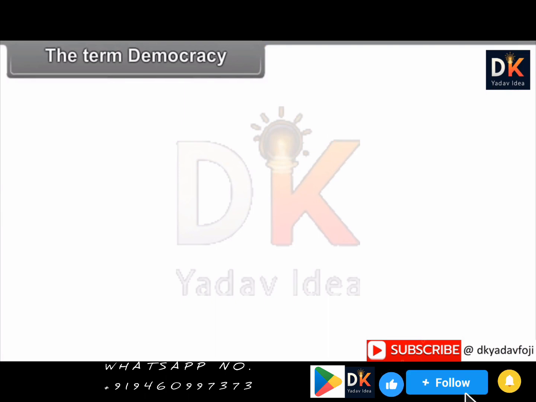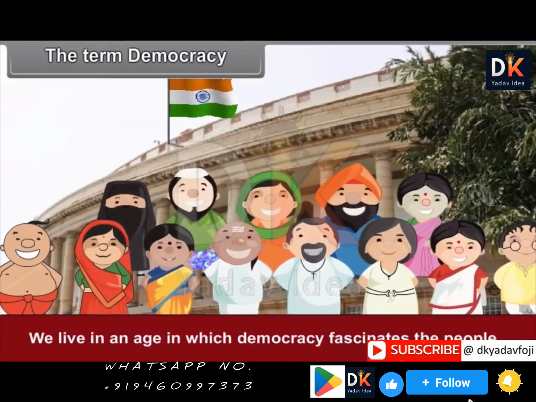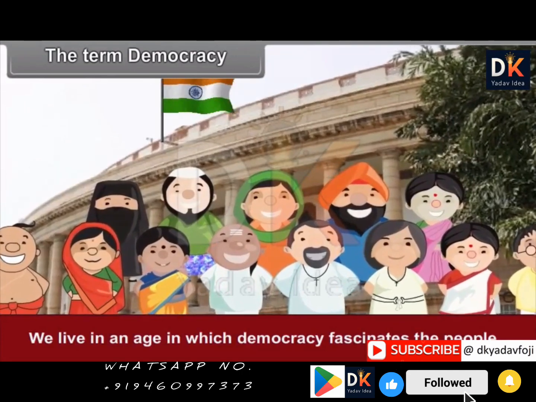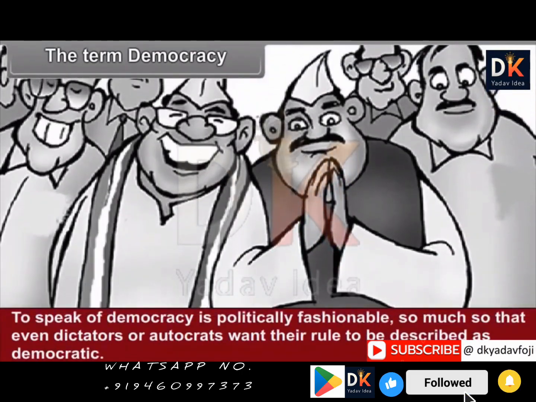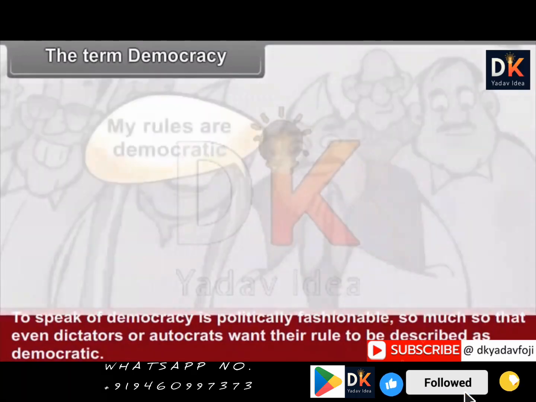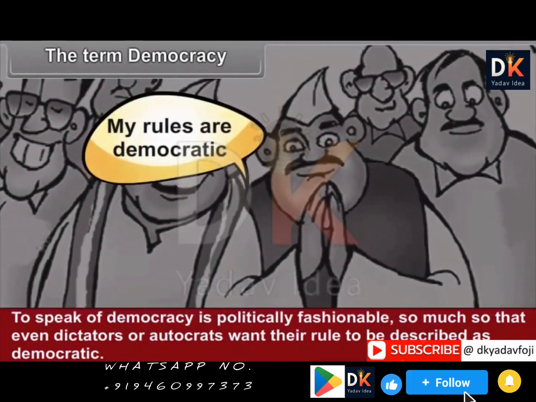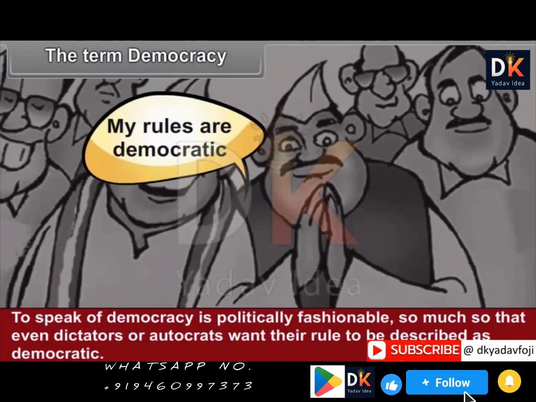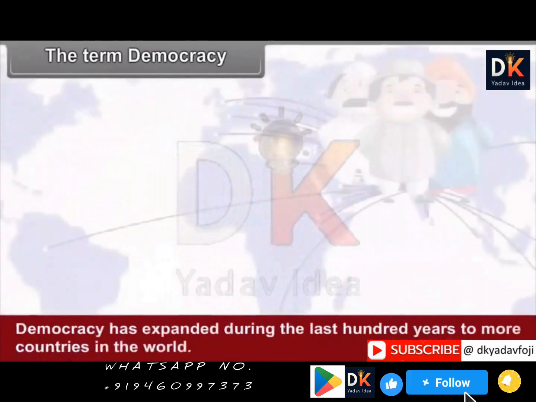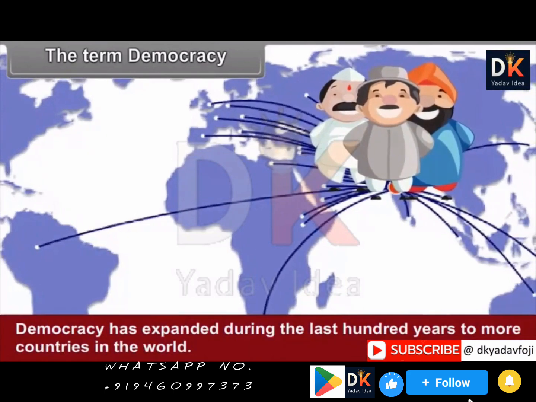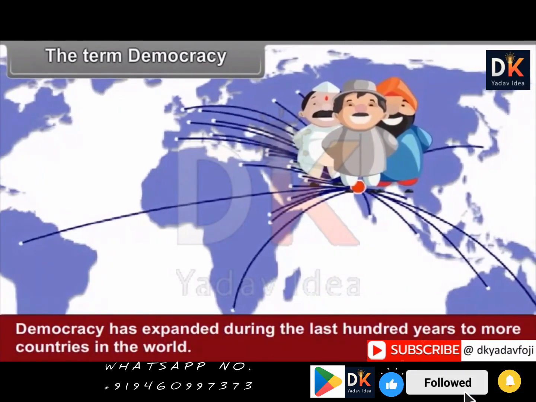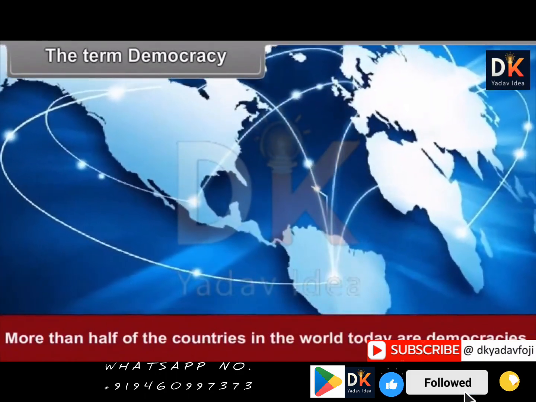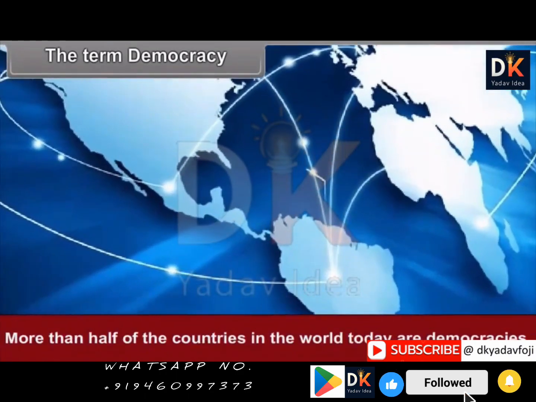Chapter 5. Democracy. We live in an age in which democracy fascinates the people. To speak of democracy is politically fashionable, so much so that even dictators or autocrats want their rule to be described as democratic. Democracy has expanded during the last 100 years to more countries in the world. More than half of the countries in the world today are democracies.